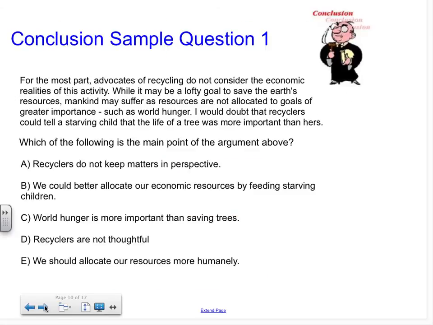Please take a moment to read through Conclusion Sample Question 1. Press pause, and when you are ready to continue, press play. We will continue.